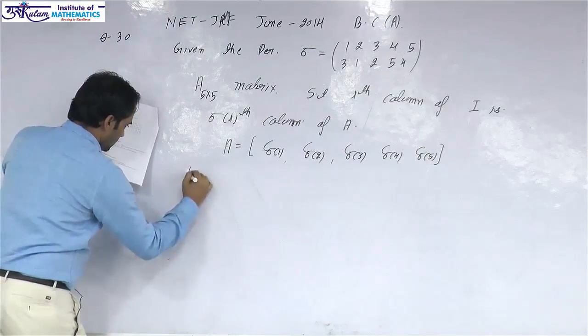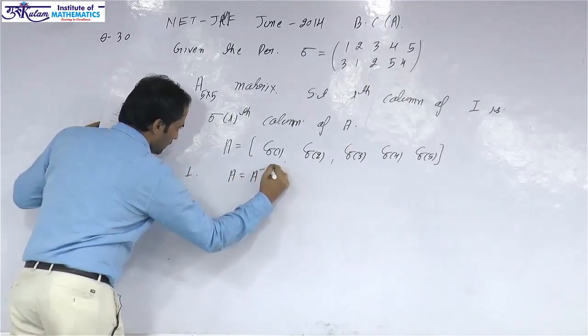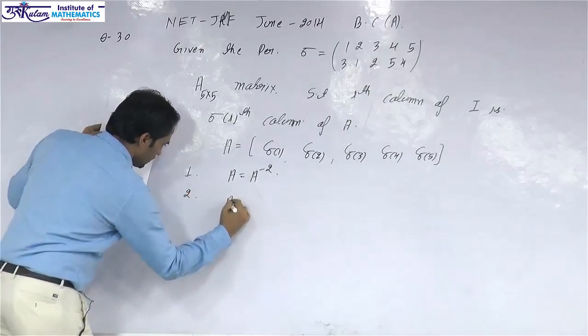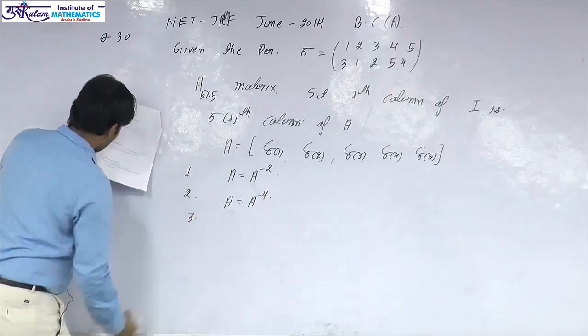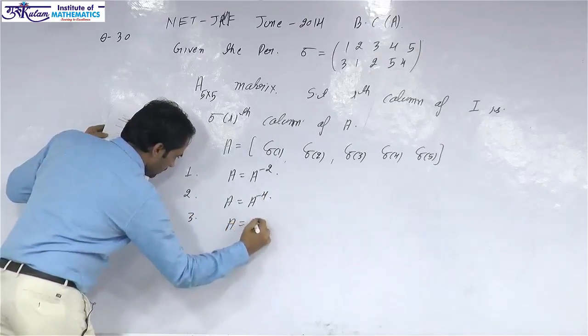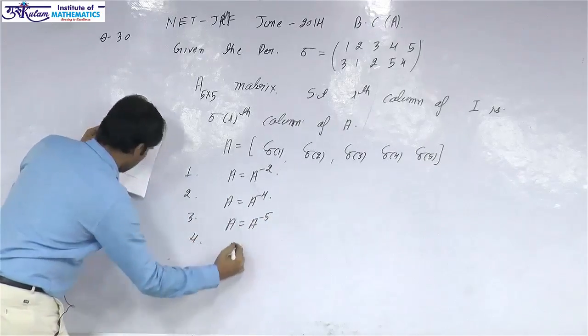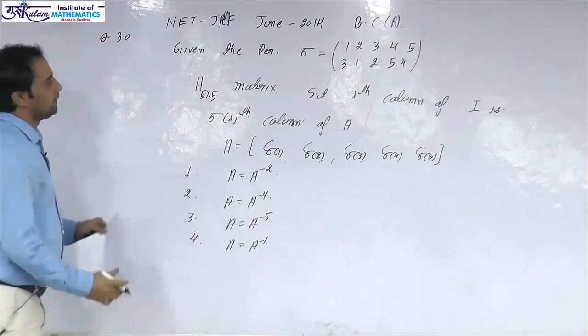So the first option is A is equal to A to the power minus 2. Second is A is equal to A to the power minus 4. Third is A is equal to A to the power minus 5. And the fourth one is A is equal to A inverse, that is, minus 1.